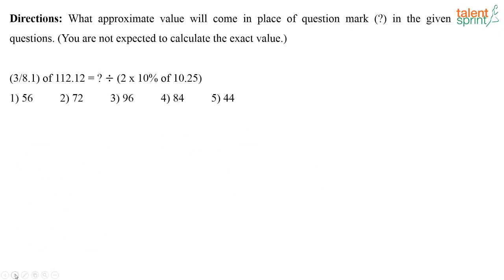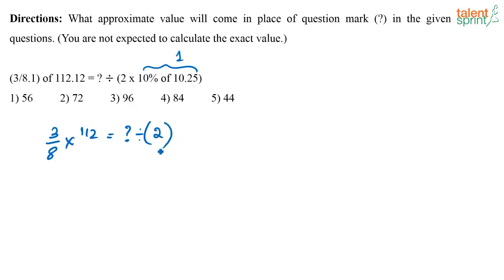Next one. So here you have to find out what will come in the place of question mark, and you can approximate here and solve. So how can you take this? You can take it as 3 by 8 into 112 is equal to question mark divided by 2 into 10% of 10.25. See, 10% of 10 is 1, correct? So you can take it as 1 directly. You can see they have already said approximate, and here the values are fairly far spaced. So here you can take this value as 1.